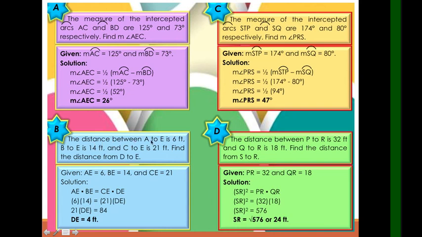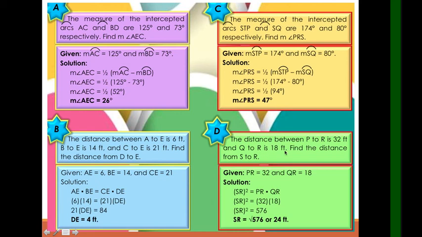Next, the distance between A to E is 6 feet. B to E is 14 feet. And C to E is 21 feet. Find the distance from D to E. So, again, meron na naman tong kinalaman dun sa theorem. So, we have A equals 6, B equals 14, and C equals 21. So, hinahanap natin is yung distance ng DE. So, ito yung kanyang formula. Mumultiply lang natin sila. So, 6 times 14 equals 21 times DE. And 6 times 14 is 84, and 21 times DE. Divide both sides by 21. The answer is 4 feet.